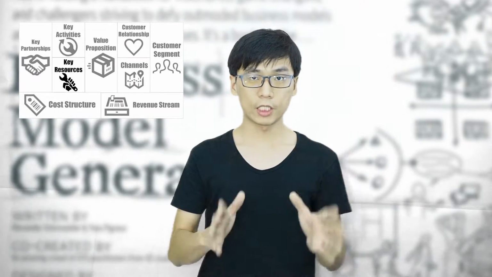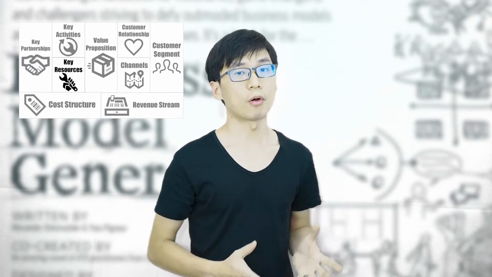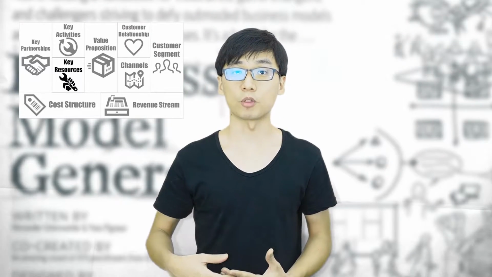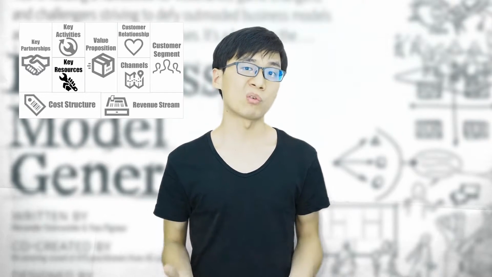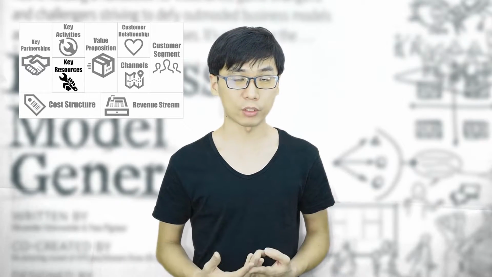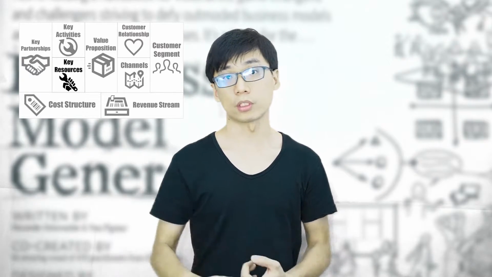Up next is key resources. For businesses, it is very important to have resources in order to be able to produce the goods. There are 4 types of resource. First is physical resource, which may be the raw materials that you have or even the buildings that you have. So this is a physical resource.